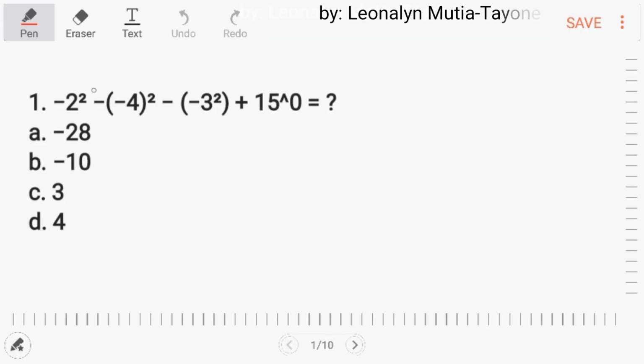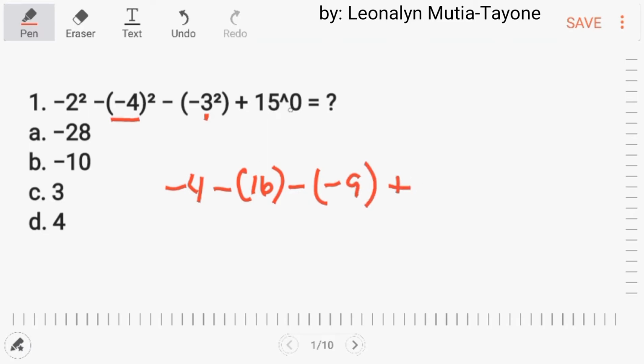Number 1. Negative 2 squared, and that is negative 4. Minus. Negative 4 is inside the parentheses and then squared, and that is positive 16. Minus. Negative 3 squared, where only the 3 is squared, and that is negative 9. Plus, 15 with an exponent of 0, that is 1. Next.